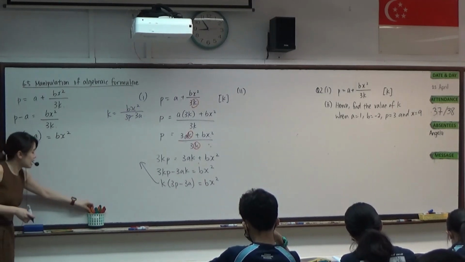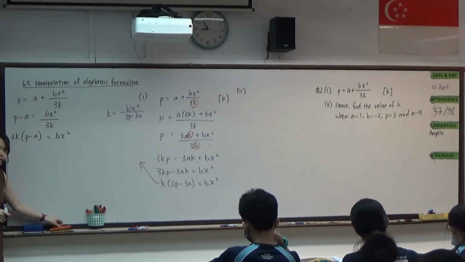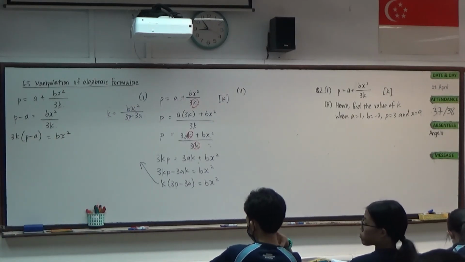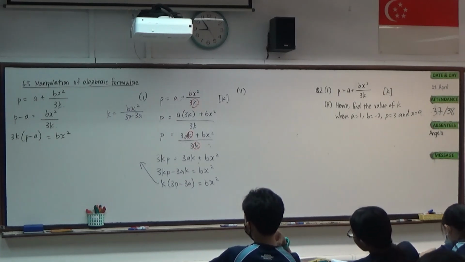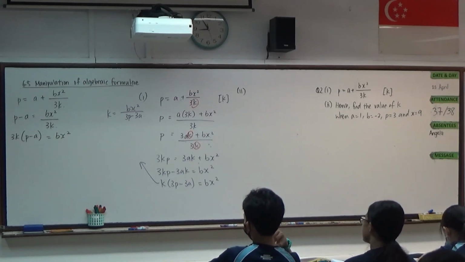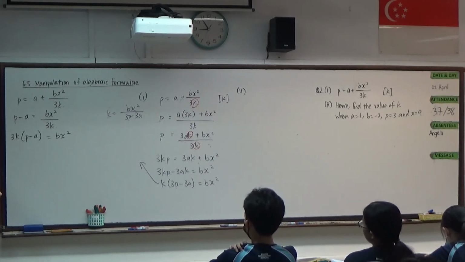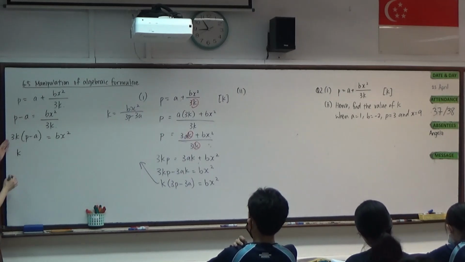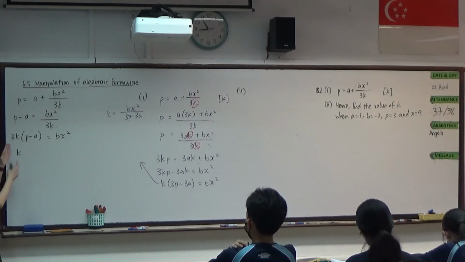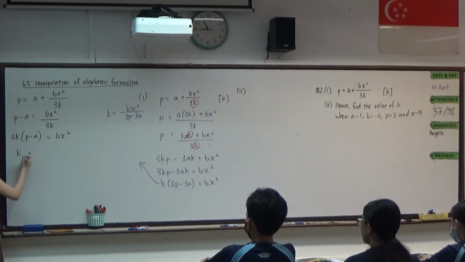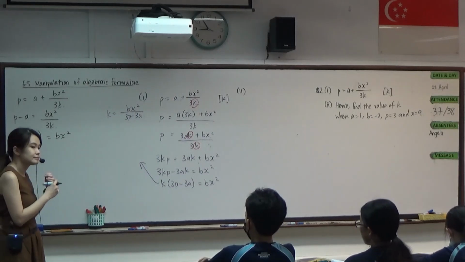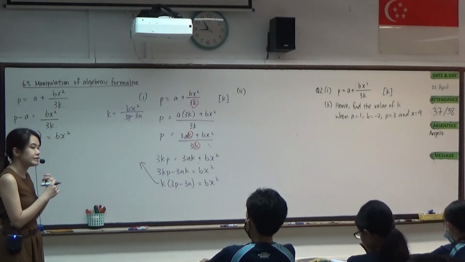So what will our answer eventually be? Irina, what do you think the answer will be? We want K to be the subject. This is 3 times K times P minus A. So I need to get rid of them. Any ideas?